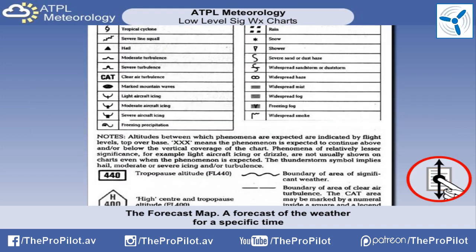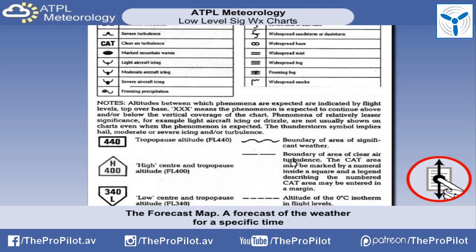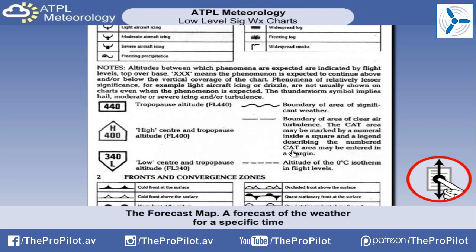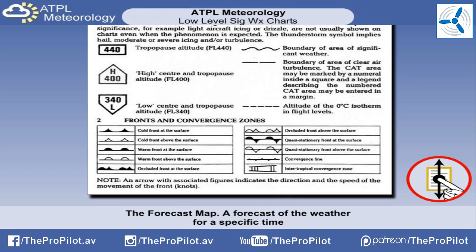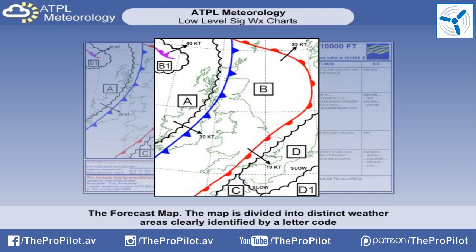The chart uses standard weather symbols, many of which you may be familiar with. Shown here is a list of codes and symbols. It might be worth spending time looking through the chart and committing some of the symbols and codes to memory. Let's now focus in detail on the map. As previously mentioned, frontal boundaries and areas of weather are clearly displayed.